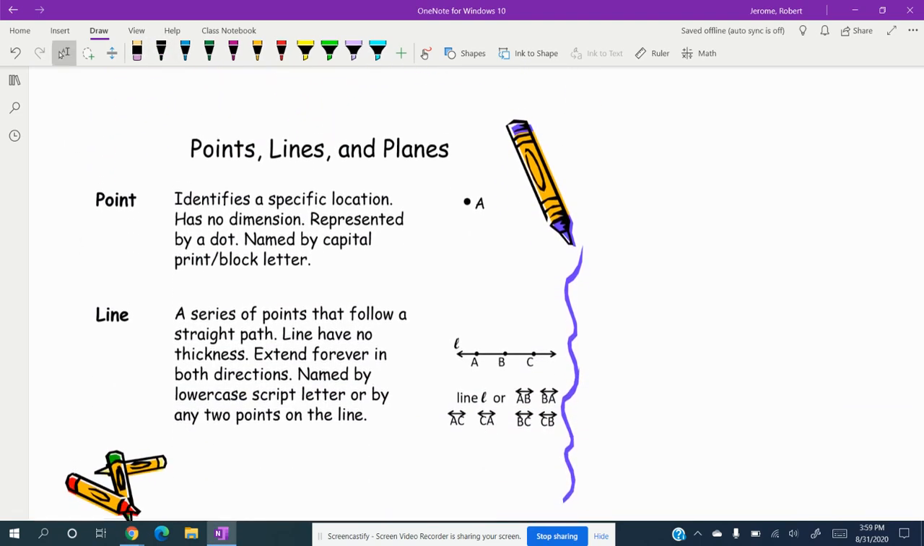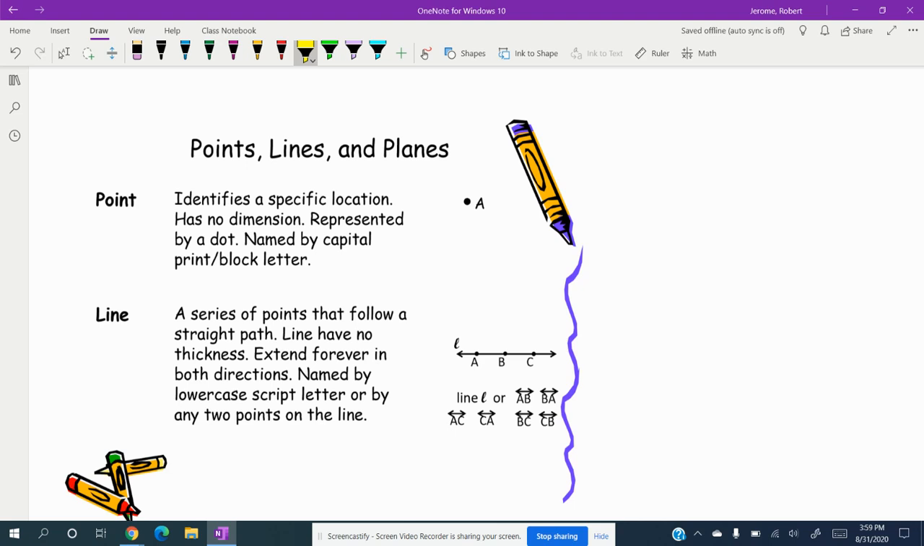So again, we have to know what these things are. Point. Again, you should be familiar with this. You've been plotting points on graphs all the time, and it's named by a capital letter. A line goes on forever in both directions. Pay particular attention to how they are named.